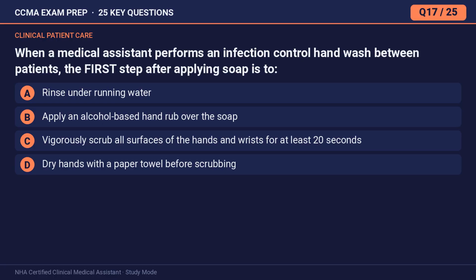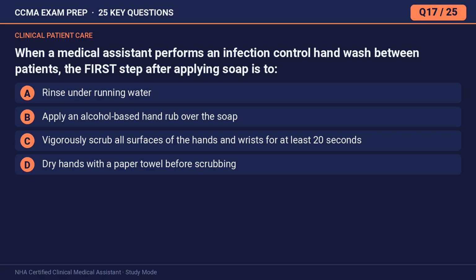A patient's oral temperature is 101.8 degrees Fahrenheit. The medical assistant should recognize this as A. Hypothermia, B. Normal adult oral temperature, C. Low-grade fever, D. High-grade fever. The correct answer is D.